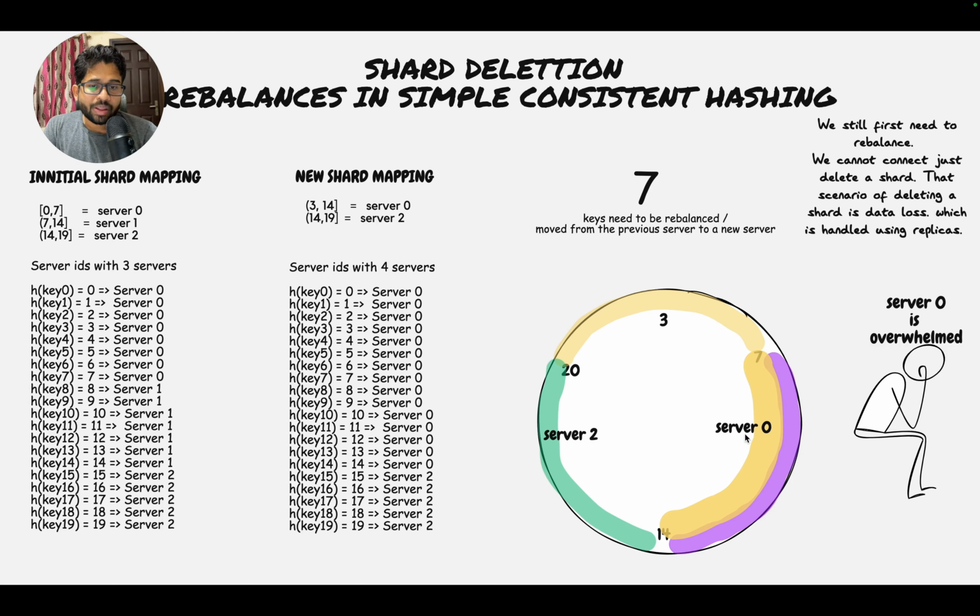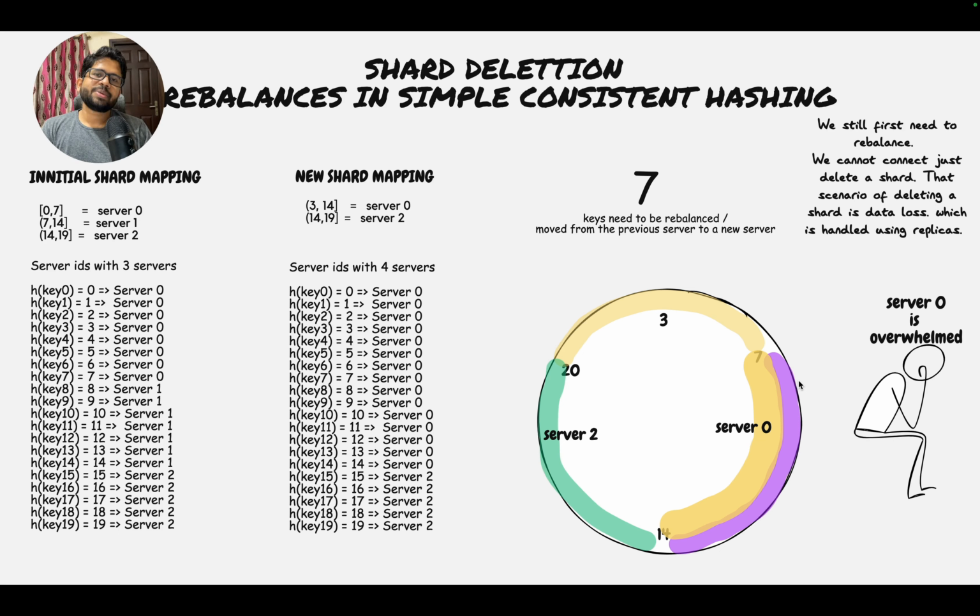So that's what you do. I'm still not talking in terms of the formulas and stuff, but we'll see those things later. So you just assign that range to one of the servers. So here server 0 got assigned a very large range now. So in case of deletion, because you don't actually delete the whole servers.